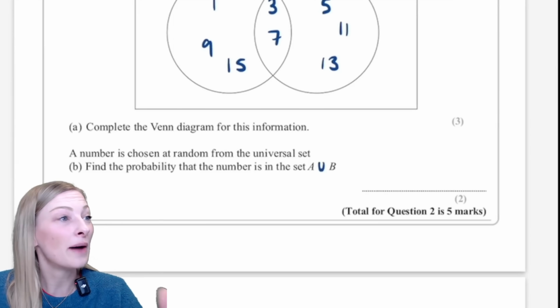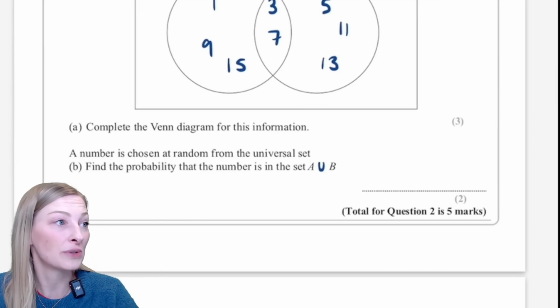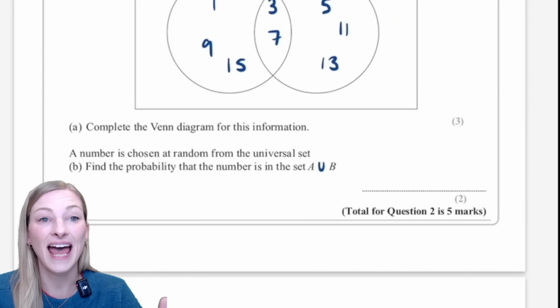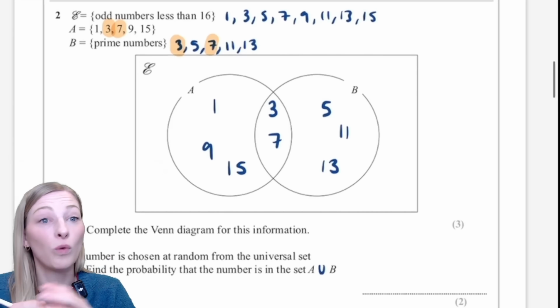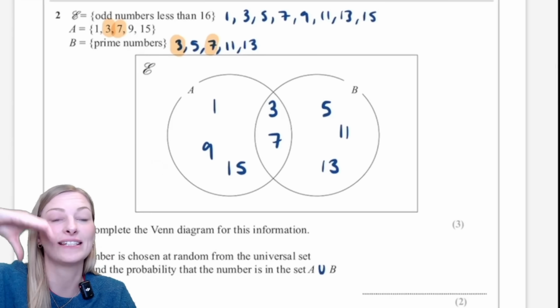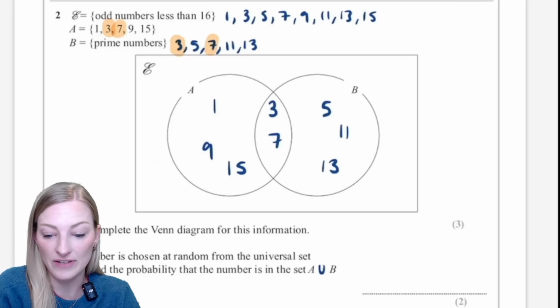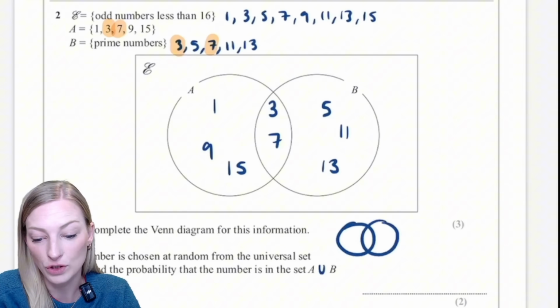We are then told that a number is chosen at random from the universal set, and we're asked to find the probability that the number chosen is in the set A union B. Now, what I will normally say to you guys is this guy is the intersection. He's very, very picky, and is only going to pick it up if it's in the middle. So this is the way I remember these things. You've got your 2 circles.